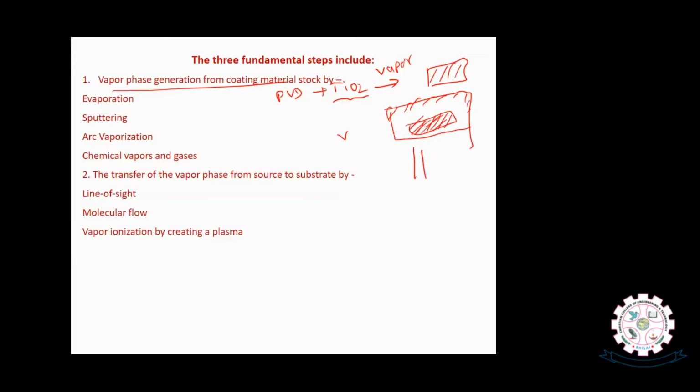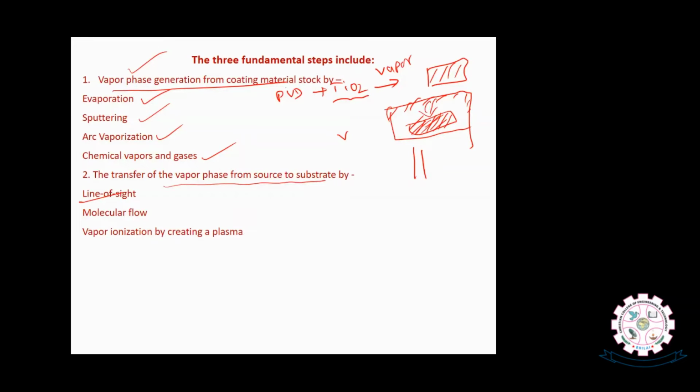So in the case of PVD, what you do, you either evaporate, sputter, arc evaporation, chemical vapor gases. Whatever it is, this is the general technique. That means you start with the vapor phase generation. Your starting material may be solid or gas or liquid. Whatever it is, you will make it as a vapor. Then transfer of the vapor phase from the source to the substrate by line of sight. This is what I told you.